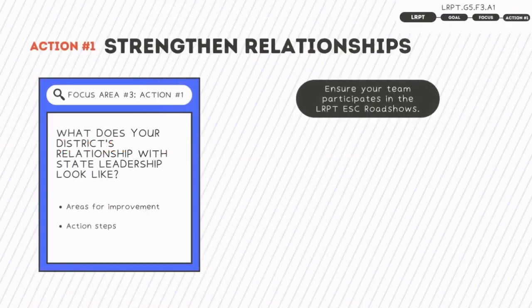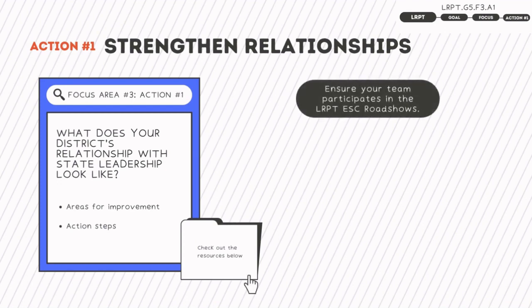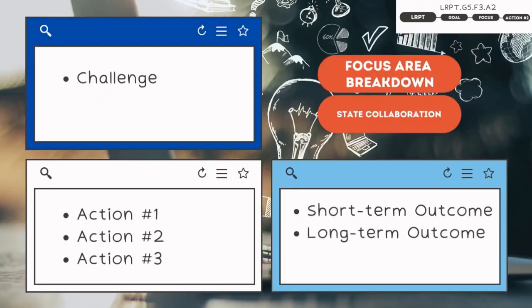Also, ensure your team participates in the LRPT ESC roadshows. Use the resources below for additional information on strengthening relationships. Let's move on to action number 2.